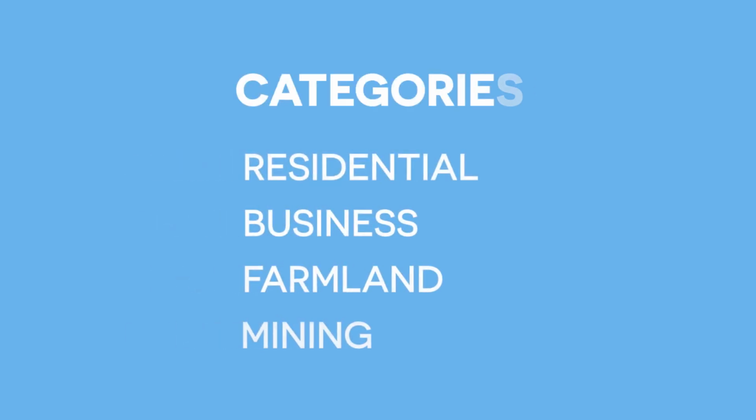Each property falls into a category for the rating process, which is dependent on what the land or the property is used for. These 4 categories include residential, business, farmland, and mining. The key thing as to how much you will pay in council rates is completely determined by land valuation. So how much you pay in rates will be determined by the value of property in the area that you live.